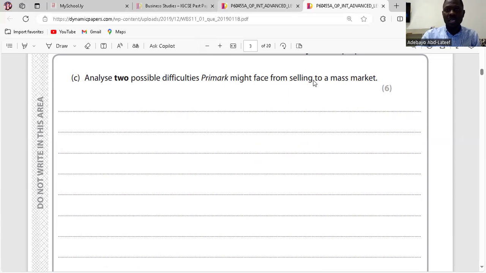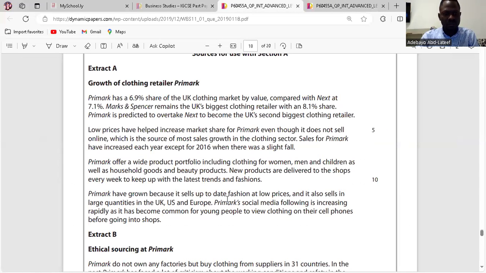Based on the case study, I'm quickly going to go back to it. Look at the second paragraph. Before we go into the second paragraph, Primark has 6.9% share of the UK clothing market, and the rest are there. So the market for clothing has Next and Marks and Spencer, which are giants in the clothing industry. That means Primark will face competition from these giants. So that was the first thing: there will be higher competition there.